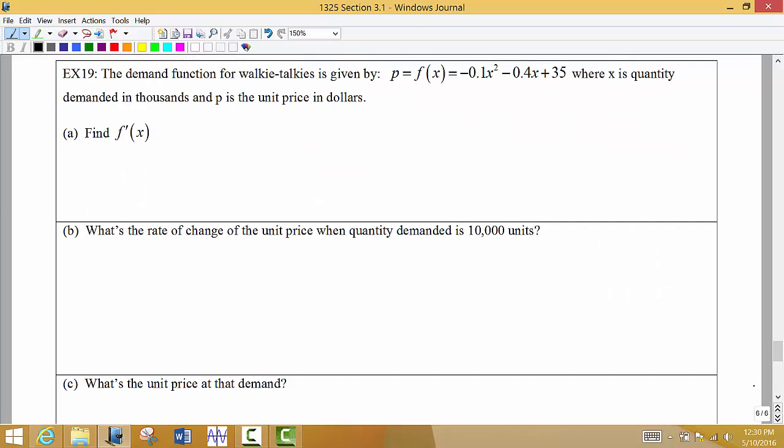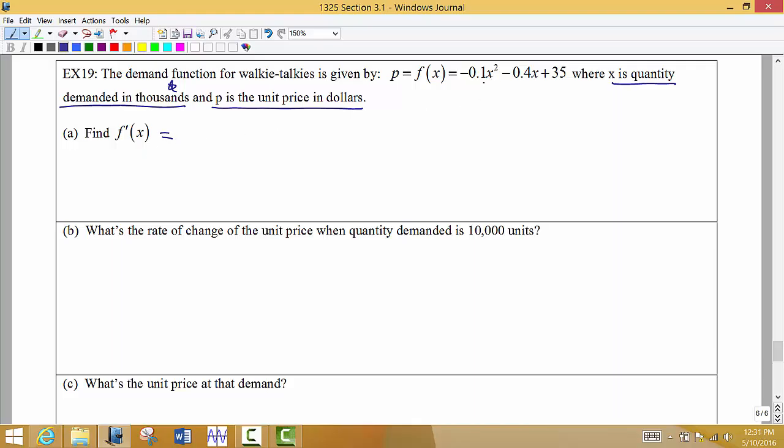In our last example for this section, we're looking at a demand function for walkie-talkies. Remember that demand functions correspond quantity demanded and the unit price, so it shows the relationship between those two variables. We're given our function where x represents quantity demanded in thousands, and that's important, and p represents the unit price in dollars. The first thing we're asked to find is the derivative. What is the rate of change? In other words, how is price changing corresponding to quantity? So we're going to find the derivative.